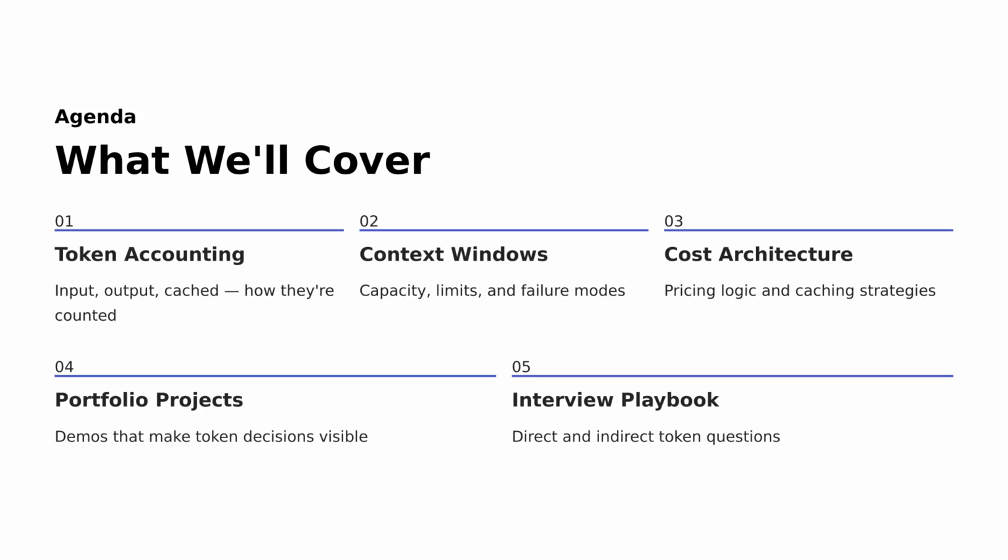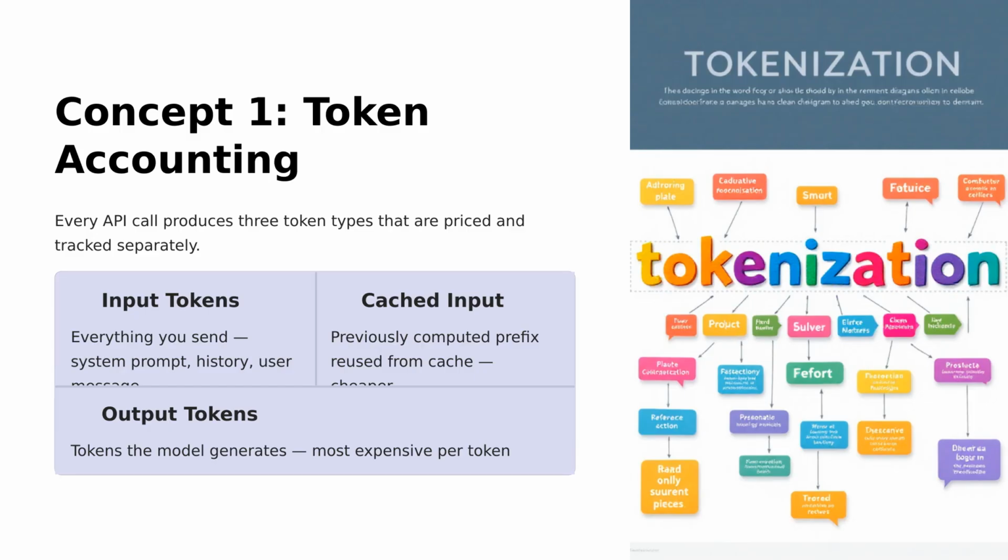Here's the roadmap for this session. We'll start with token accounting, how input, output, and cache tokens are measured. Then we'll look at context windows, including capacity limits, and what happens when you exceed them. After that, we'll cover cost architecture and smart caching strategies. We'll also walk through portfolio project ideas that make token trade-offs visible, and finish with an interview playbook for answering both direct and indirect token questions.